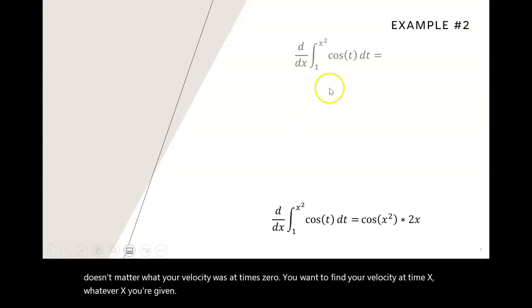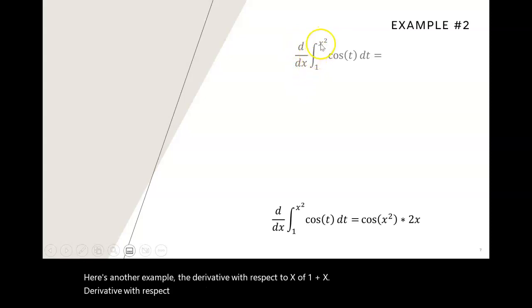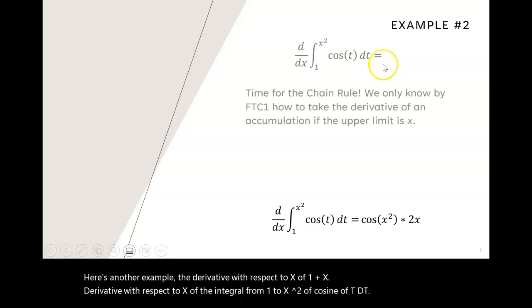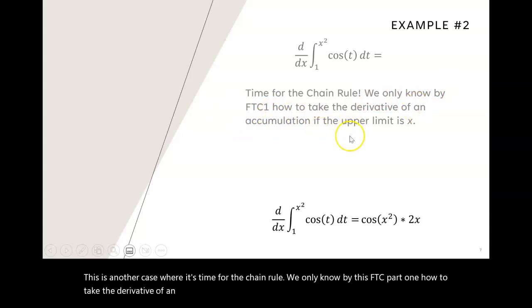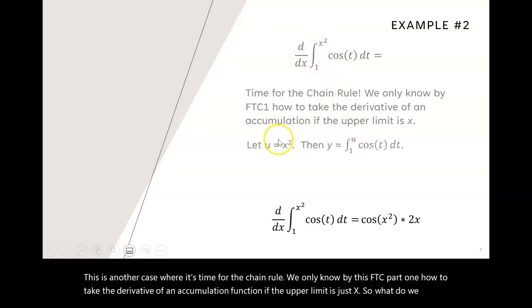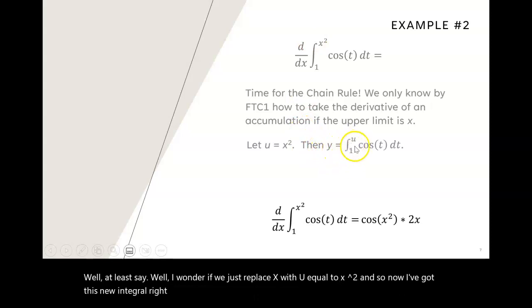Here's another example. The derivative with respect to x of the integral from 1 to x squared of cosine of t dt. This is another case where it's time for the chain rule. We only know by this FTC part 1 how to take the derivative of an accumulation function if the upper limit is just x. So what do we do? Well, let's replace x squared with u. And so now I've got this new integral, y is equal to the integral from 1 to u of cosine of t dt.